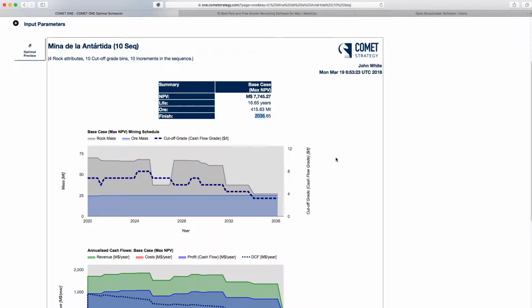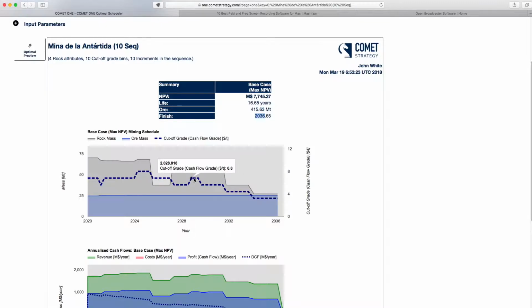The next graph is a chart of the mining sequence. On the left axis, we've plotted the mass moved, so the total rock moved as the schedule advances. You can just hover your mouse over these and you'll see the time and the rock mass mined in that period, or the annualized version of that rock mass. And you'll see also in blue the annualized amount of ore at that time. The third piece of data on this chart is the cutoff grade. This is displayed on the right hand side. In this case, it's the cash flow grade, in dollars a ton.